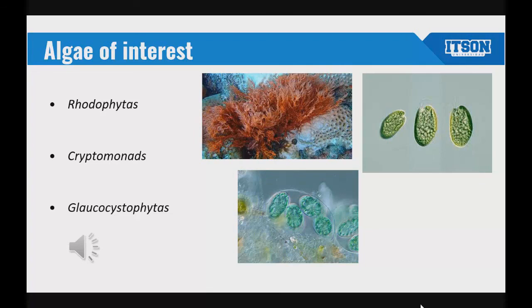And for last, the glaucocystophytes. This is a small group of unicellular algae that present endosymbiotic cyanobacteria, called cyanelles, instead of chloroplasts. Cyanelles are considered an example of the first step of the endosymbiotic theory of the origin of the chloroplast. You can obtain pigments like beta-carotene and xanthophylls.